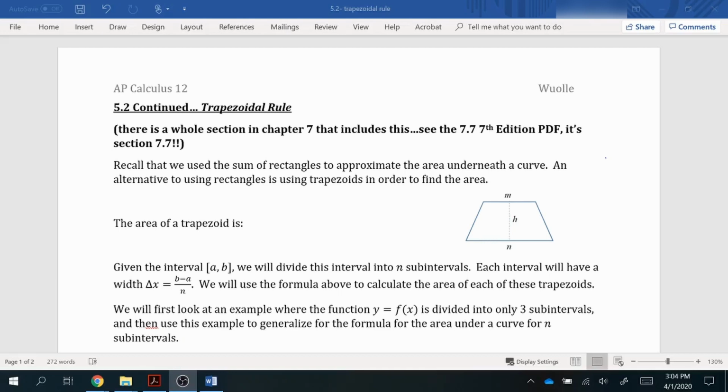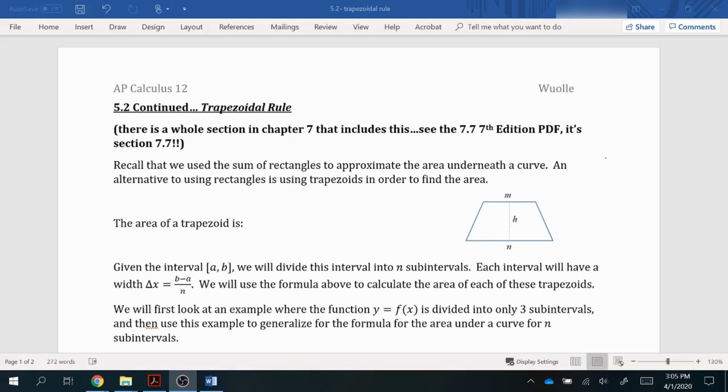And in 5.2, we learned about Riemann sums and the fact that you could take a bunch of rectangles and add them together to get the area under a curve. And we looked at that using sigma notation. So the difference for today is instead of using rectangles, we're going to be using trapezoids.